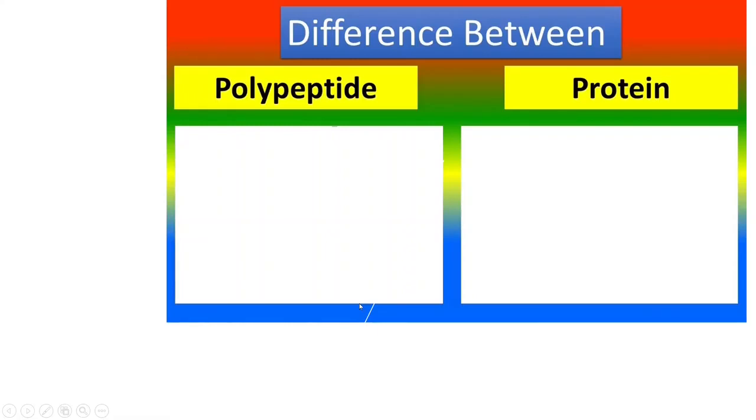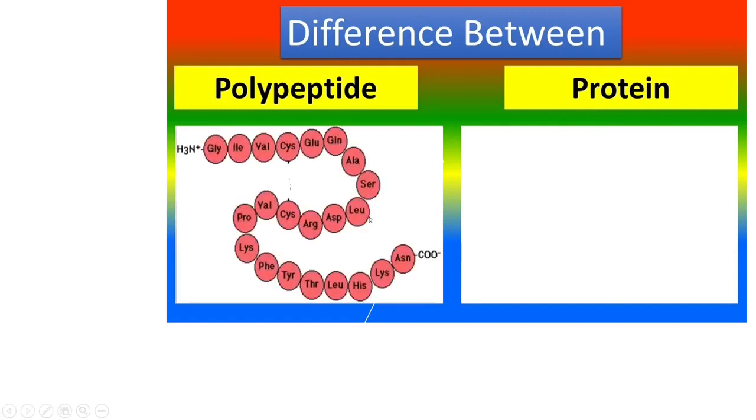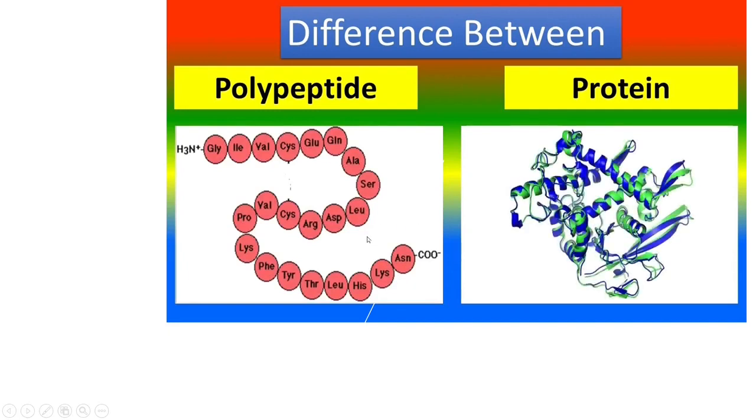First of all, we have to know the difference between a polypeptide and a protein. If I ask you what the difference is between a polypeptide and a protein, what would be the answer? To help you with that, here are the pictures. This is what the polypeptide looks like, and this is what the protein looks like. If your answer is that a polypeptide is simpler compared to the protein, that's correct. If you say that the polypeptide seems to be a string of amino acids, while the protein has folds and coils, that is also correct.